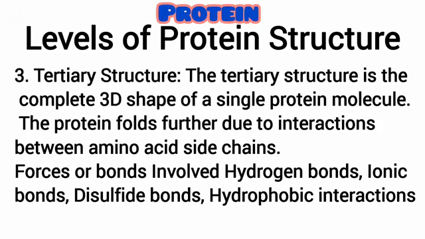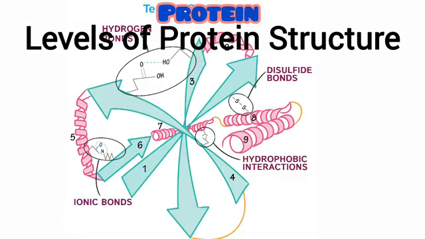The complete 3D shape of a single protein molecule is regarded as what, the tertiary structure. The protein fold further due to the interaction of the amino acid chain. Now, there are several bonds that are actually present in the tertiary structure. Now, take a look at the diagram. You can see the hydrogen bond, the ionic bond, hydrophobic interaction, even disulfide bond.